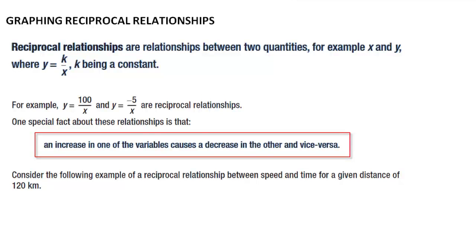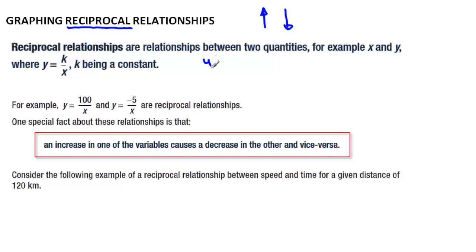This lesson looks at graphing what we call reciprocal relationships. And probably the best thing to remember when you think about reciprocal relationships is when one thing gets bigger, the other thing gets smaller. That's what we mean by reciprocal. So what does it look like? It looks like y equal to k over x.